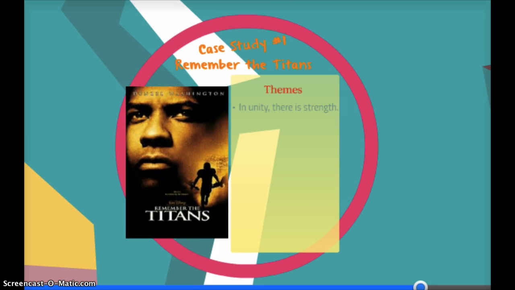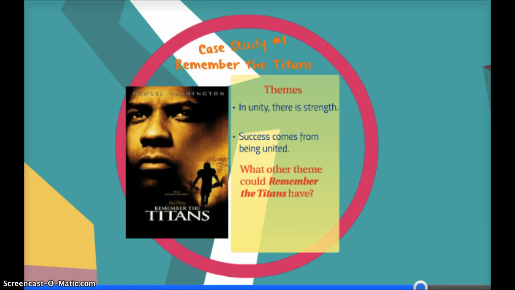Okay, so we put all of that together. We can look at some possible themes. Perhaps the theme is in unity there is strength, or success comes from being united. Those are a couple of possibilities. Go ahead and write down in the guided notes, what other possible themes could you draw from the characters, conflict, plot, and the title as it is written out in your guided notes? Okay, so take some time to write some down of those ideas. Make sure you pause to do that.